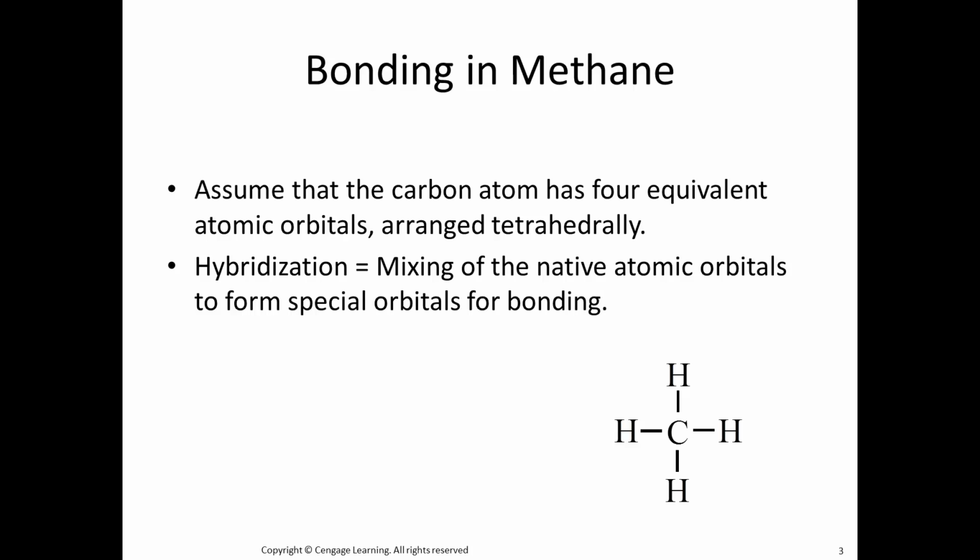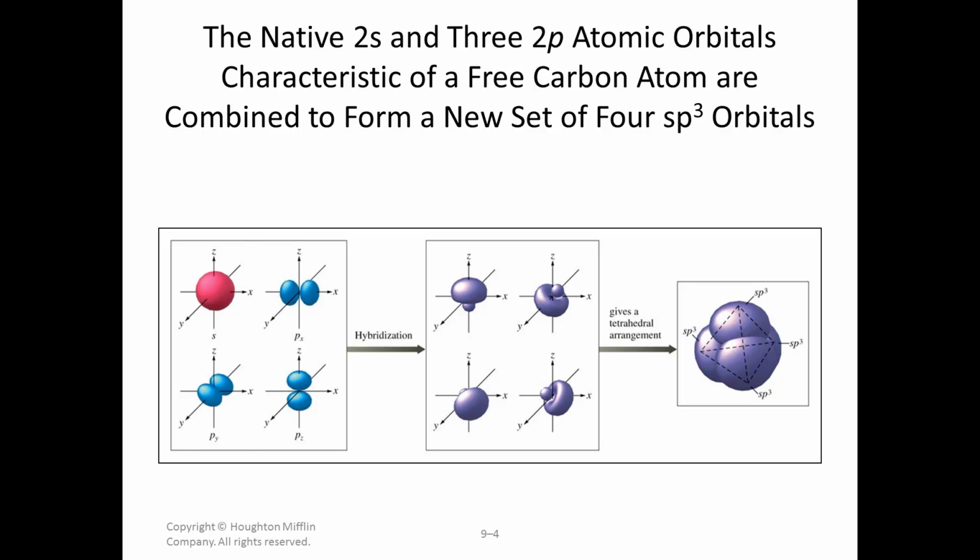Here's our methane molecule. We know that we have 4 equivalent bond lengths and bond angles of 109.5 degrees, which means, again, that we must hybridize our orbitals. Since we start with 4 atomic orbitals, 1s and 3p orbitals, we end up with 4 equivalent sp3 hybrid orbitals. They're arranged at 109.5 degrees from one another based on our valence shell electron pair repulsion theory.